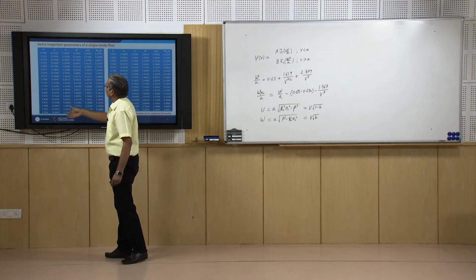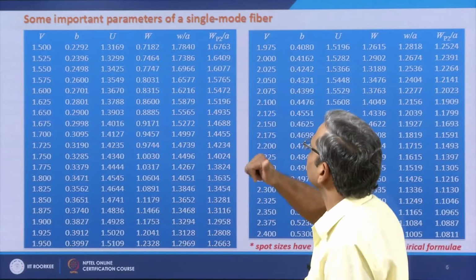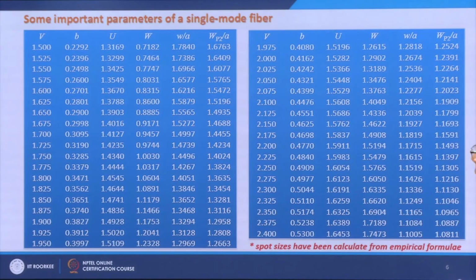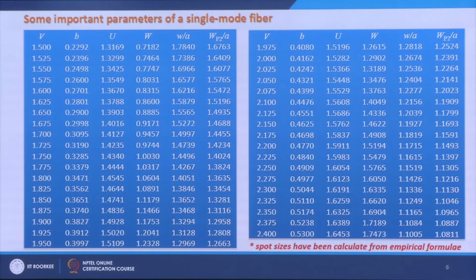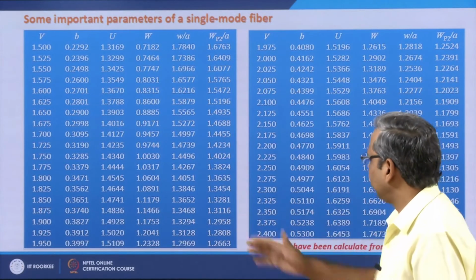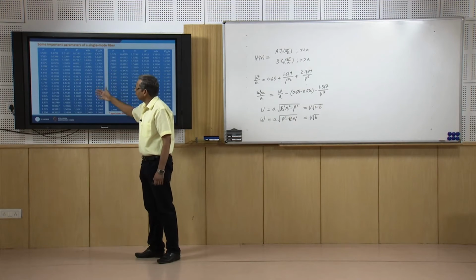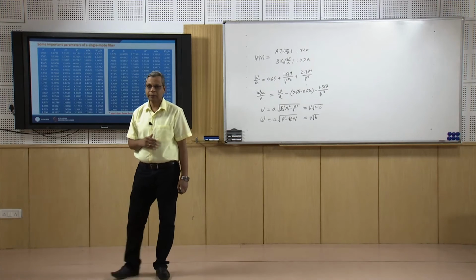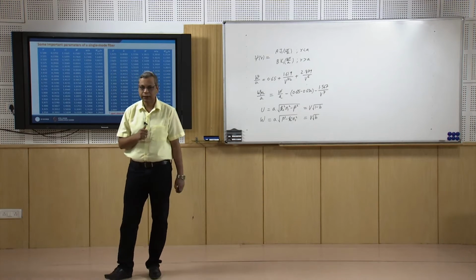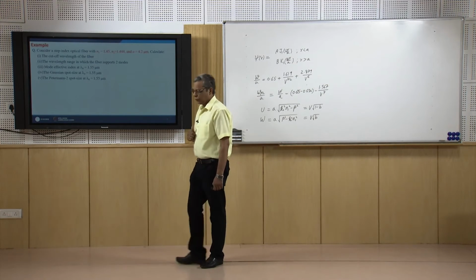So, here I have listed the values of U, W, then Gaussian spot size and the Petermann 2 spot size, okay, for different values of V. Please note that these spot sizes I have calculated by using the empirical relations. These values of different parameters become very handy when we analyze a single mode fiber or we design a fiber for a given application. Let us work out a few examples here.